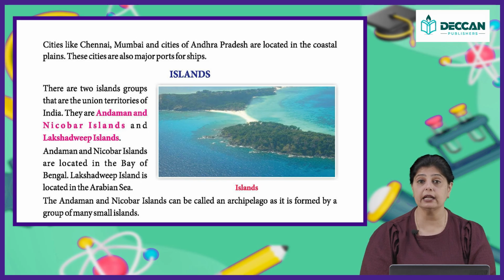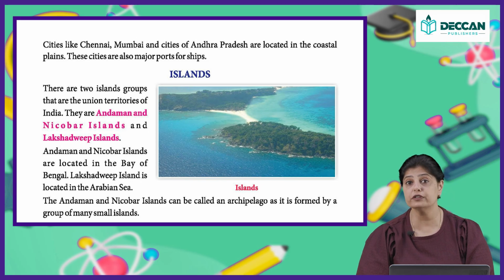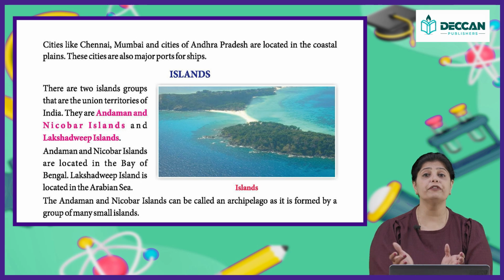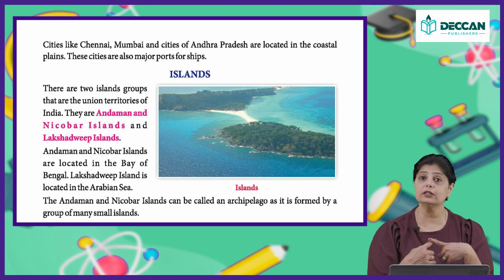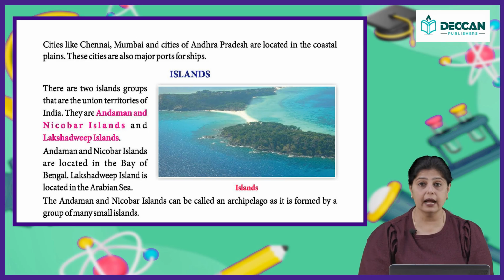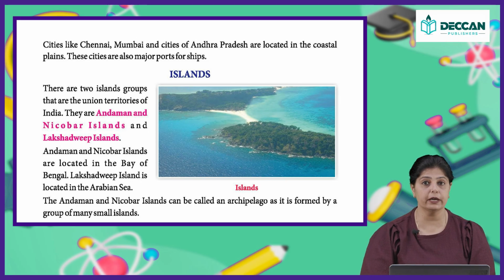Now let's talk about islands. So we have already seen that India has a lot of physical features. Amongst that, we also have islands. Now what are islands? What do you mean by island? An island is a piece of land that is surrounded by water on all its sides. Okay. So now there are two island groups that are the Union territories of India. Now these two island groups are the Andaman and Nicobar Islands and the Lakshadweep Islands. The Andaman and Nicobar Islands are located in the Bay of Bengal. Okay, Lakshadweep Island is located in the Arabian Sea.